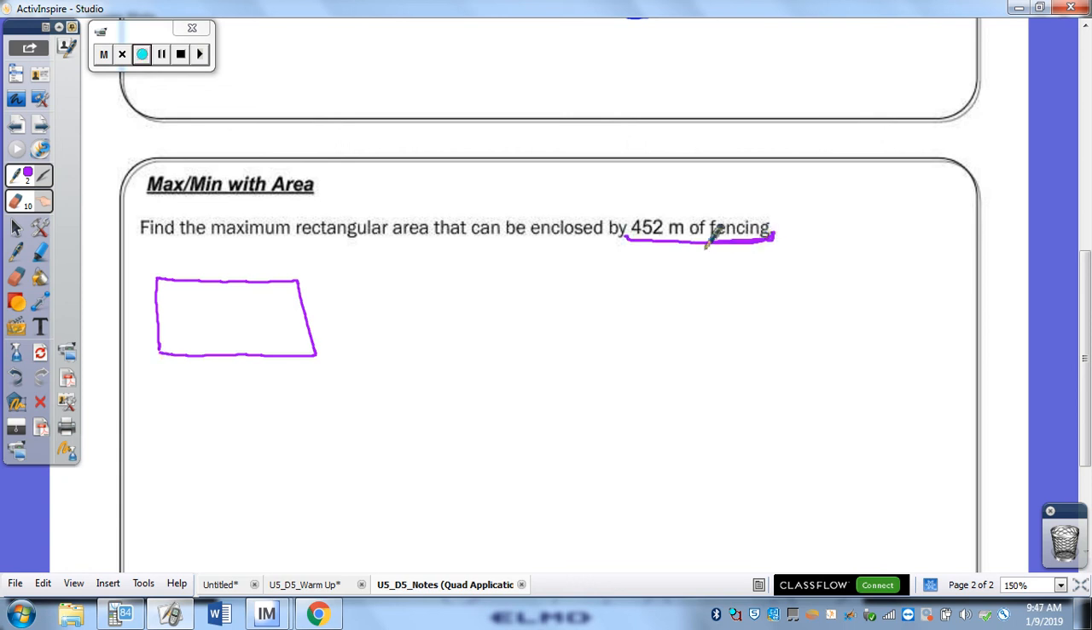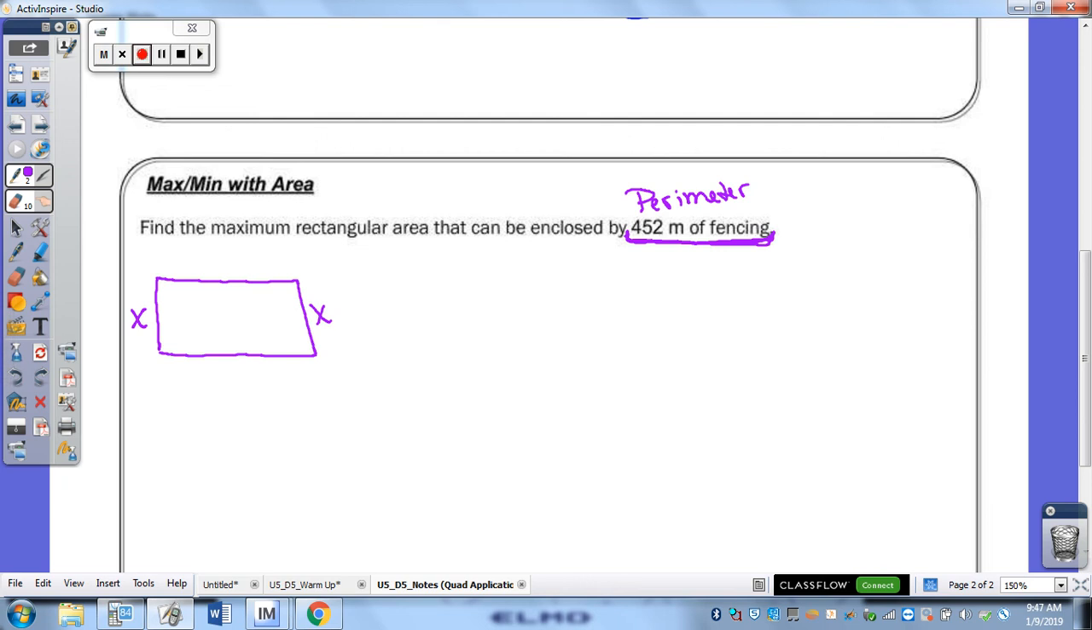What piece of information did they just give us? 452 meters of fencing. Well, where does fencing go? Around the outside, right? What's it called when we go around the outside? Perimeter. They gave us the perimeter here. So we know what the perimeter of the rectangle is. We have to figure out the area. So I'm going to say that those sides, those lengths are x. We don't actually know the length, so I'm going to assign it a variable.